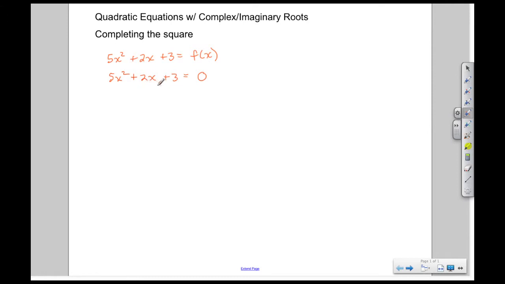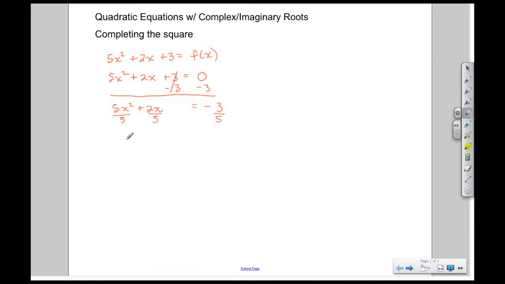I want to change this left hand side into a perfect square trinomial, so let's move this 3 out of the way. In doing so, I end up with 5x squared plus 2x. These resolve to 0 is equal to -3. And then I also see that I want to get rid of this coefficient of a 5 in front of the x squared term. So that means I'm going to divide each one of these terms by 5.